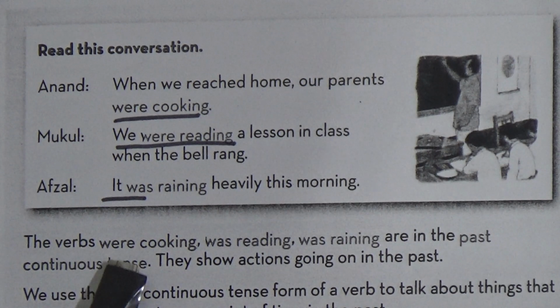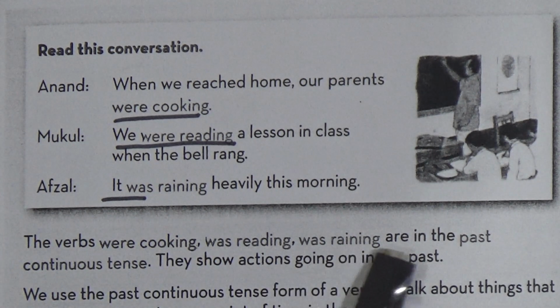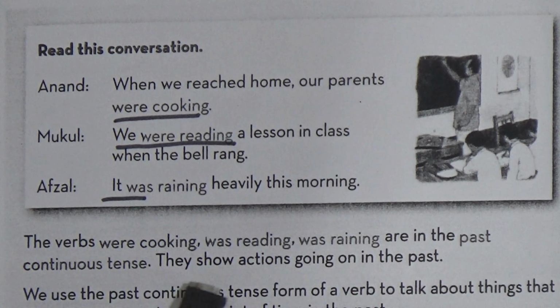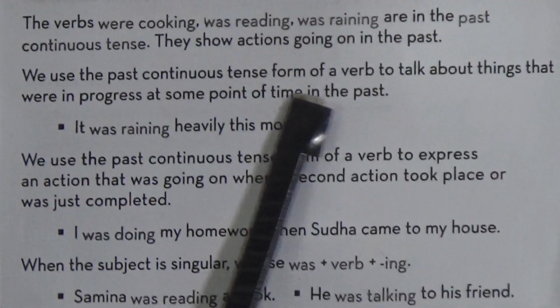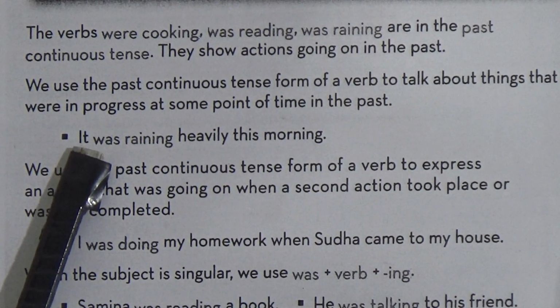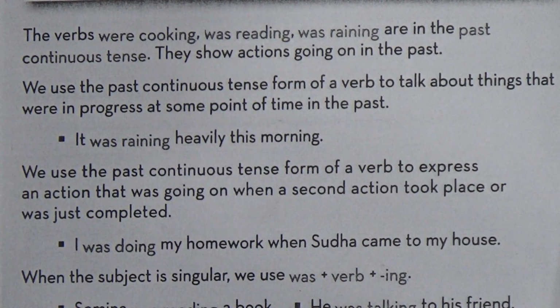So the verbs were cooking, was reading, was running are in the past continuous tense. They show actions going on in the past. We use the past continuous tense form of a verb to talk about things that were in progress at some point of time in the past. So it was raining heavily this morning. After it, we are using was, verb plus ing.